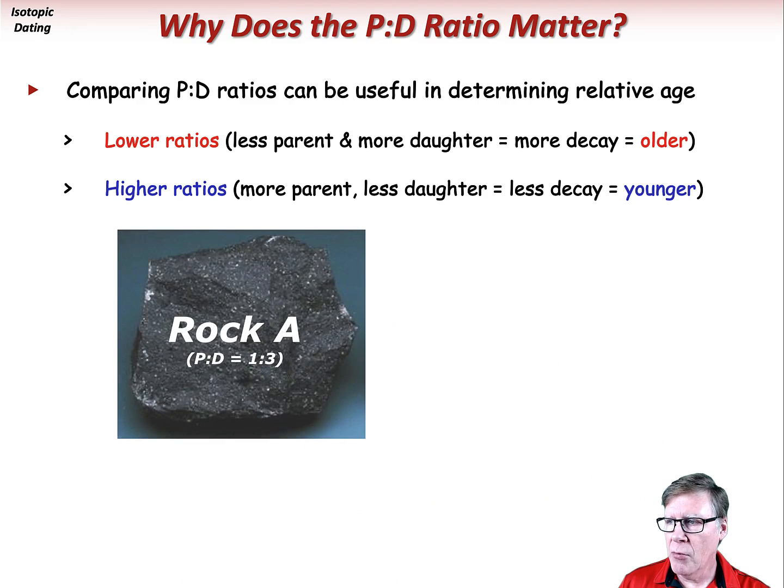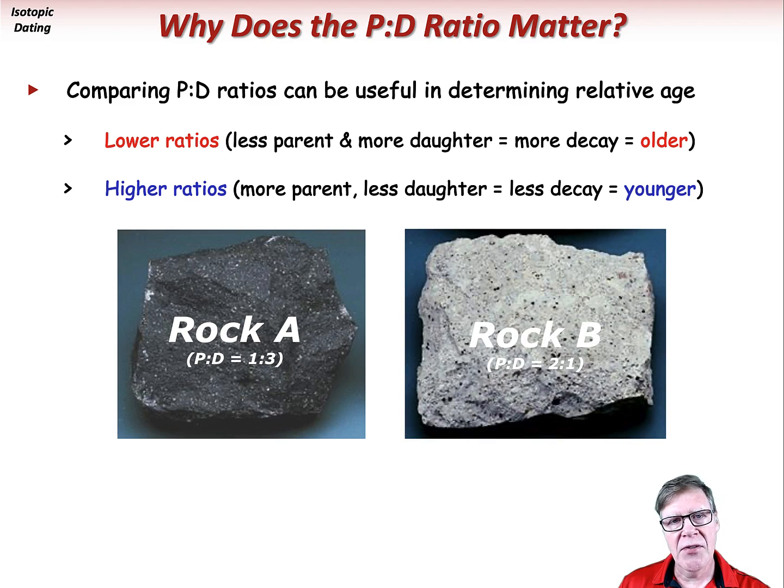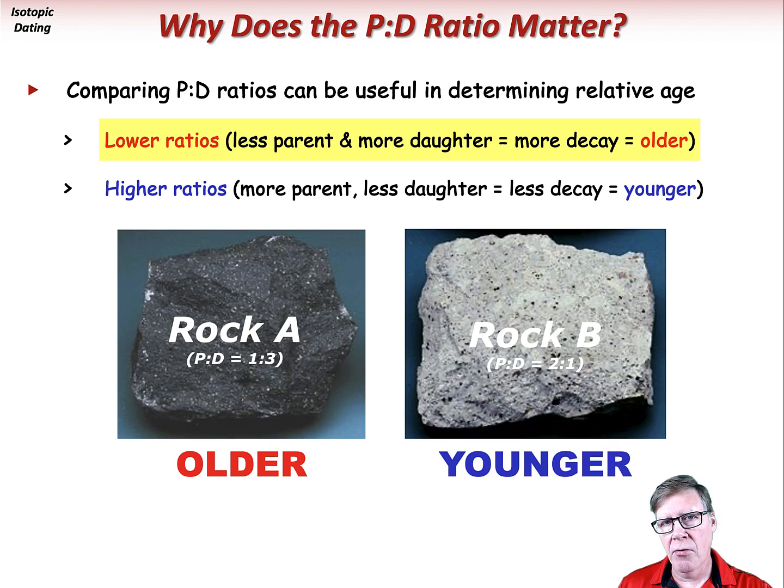In rock sample A, we measured roughly 3 times as much daughter isotope as parent isotope. This yields a parent-daughter ratio of 1:3. In rock sample B, we measured roughly twice as much parent as daughter isotope. This gives us a parent-daughter ratio of 2:1. Since we measured the same type of parent and daughter isotopes in each sample, we can conclude that sample A is older than sample B because it has a lower parent-to-daughter ratio. Lower parent-to-daughter ratios reflect more decay time and thus older rocks, and higher parent-to-daughter ratios reflect less decay time and thus younger rocks.